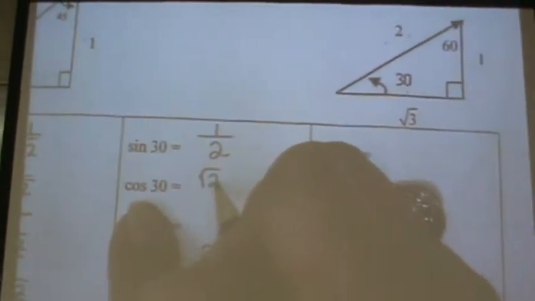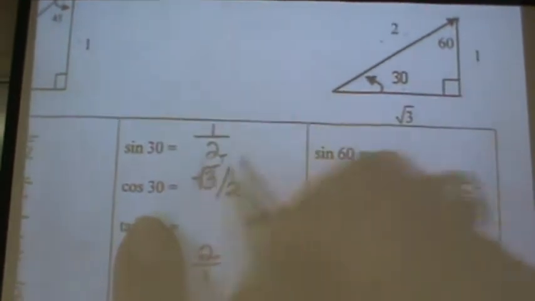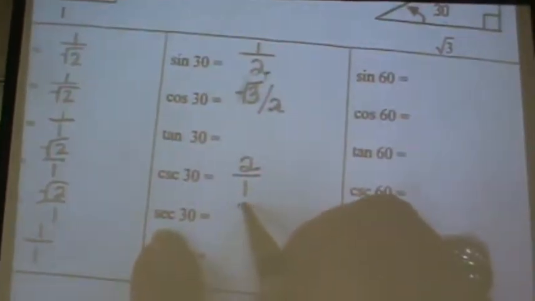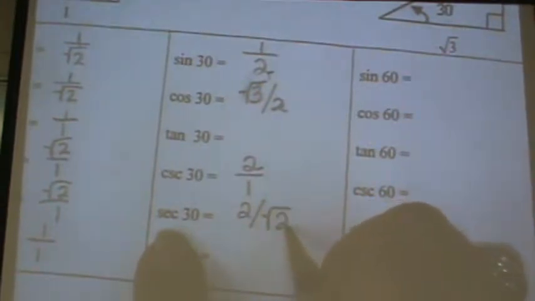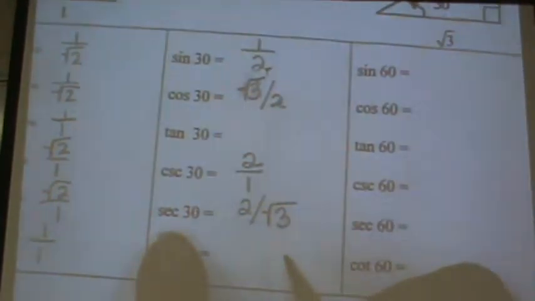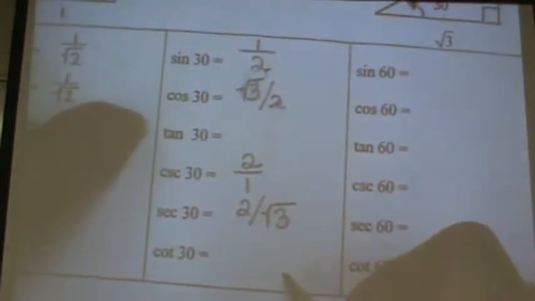Adjacent over hypotenuse. This is root 3 over 2. Let me write that better. Root 3 over 2. Well, what would be the secant? 2 over root 3. Now, next year when you get to pre-calc, what am I gonna make you do? Rationalize it. Yes, okay, so just beware.